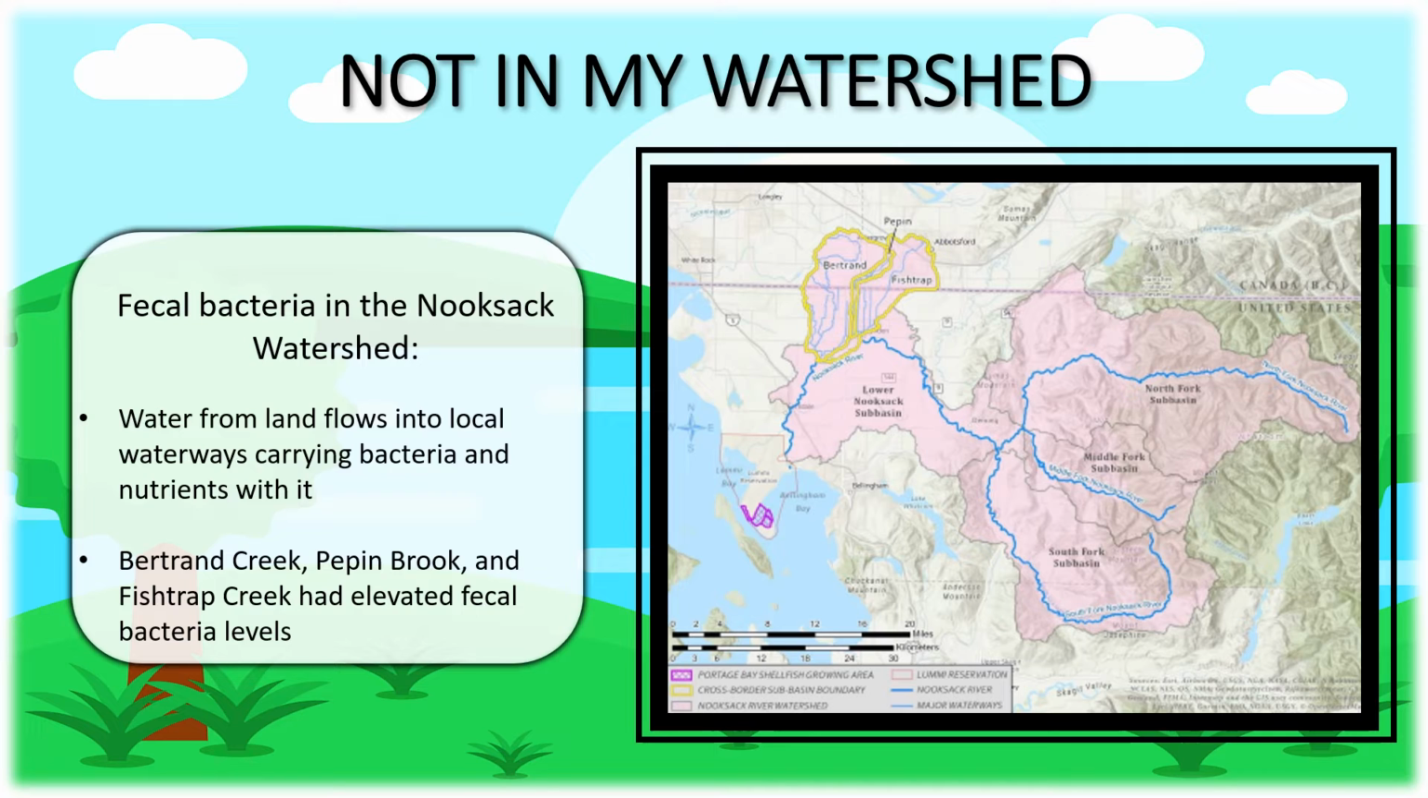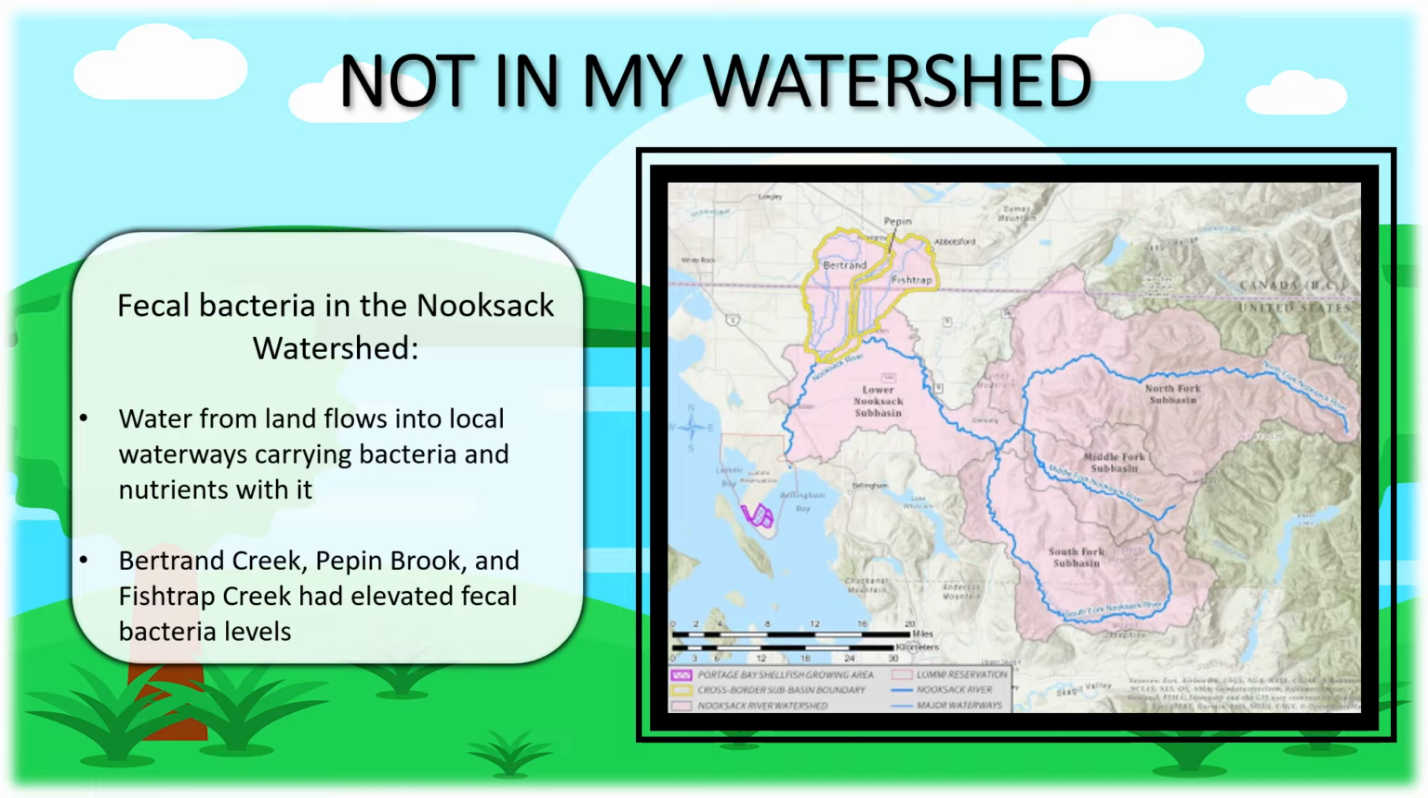So, as I just mentioned, all of the surface water in your community will eventually flow into the local waterways, which in this case includes Bertrand Creek, Cave Creek, Pepin Brook, and Fishtrap Creek. Once these waterways cross the Canada-US border, they then flow into the Nooksack River. As you can see, the Nooksack watershed is quite large, meaning that any contamination in the water can have impacts far away from the initial source of the contamination.